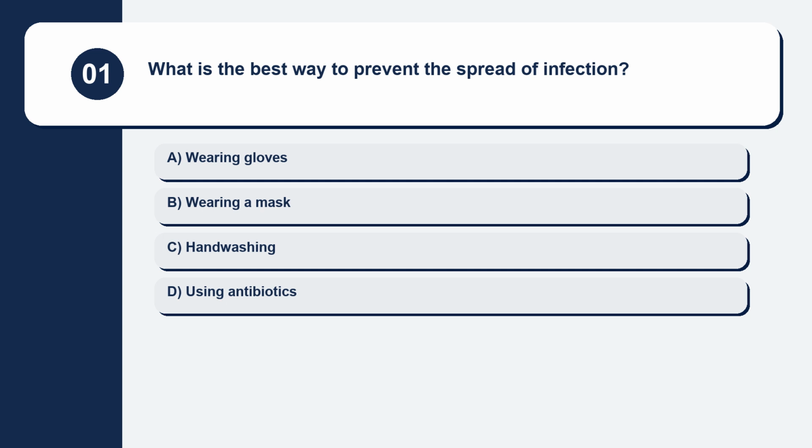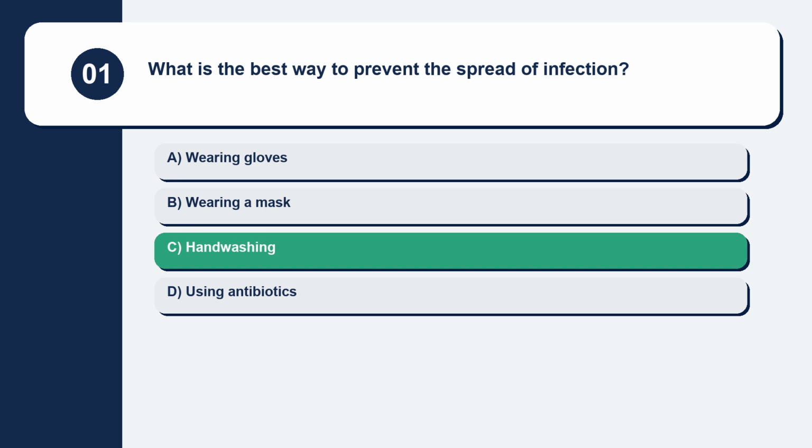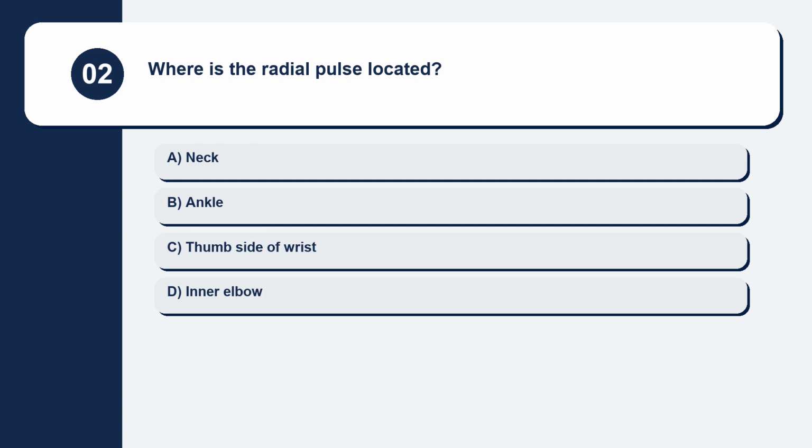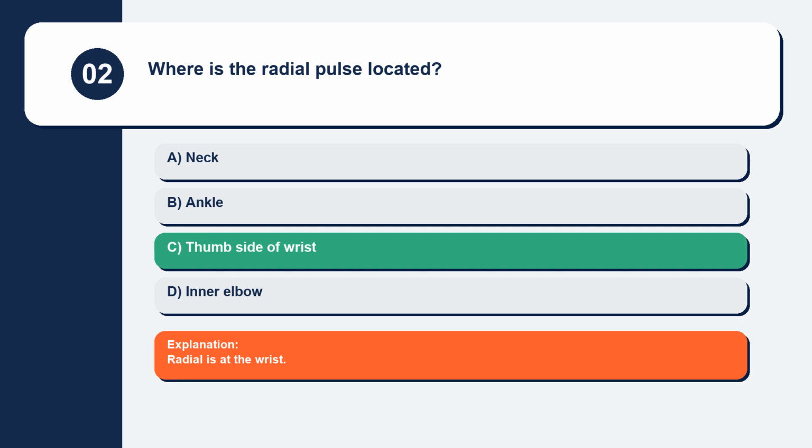Question 1. What is the best way to prevent the spread of infection? Wearing gloves, wearing a mask, hand washing, using antibiotics. Hand washing is the number one way to prevent infection spread. Question 2. Where is the radial pulse located? Neck, ankle, thumb side of wrist, inner elbow. Radial is at the wrist.